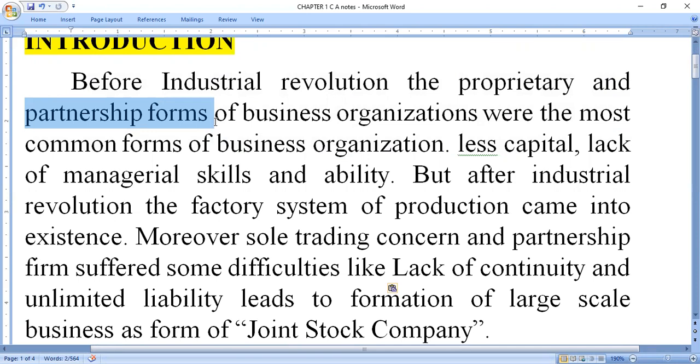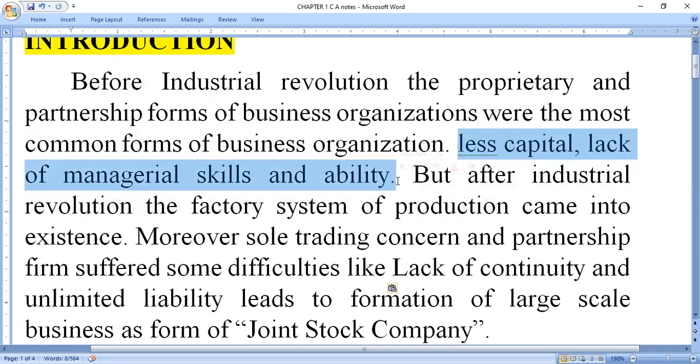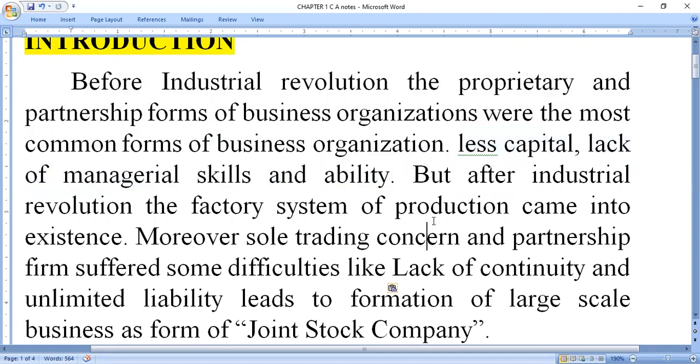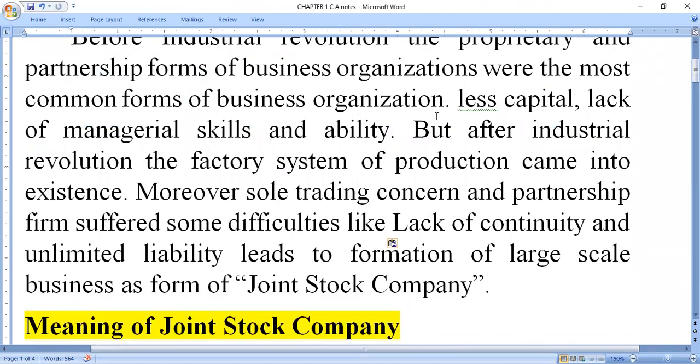After the industrial revolution, because of less capital and less managerial ability and skills, there was a need for large scale of production. Therefore, these are the basic and fundamental disadvantages of the partnership and sole proprietorship. Moreover, sole proprietorship and partnership firms suffer from the difficulties called lack of continuity and unlimited liability. These are the two basic disadvantages the sole proprietorship and partnership firm face.